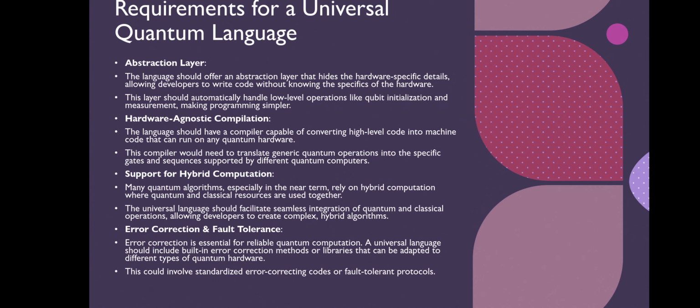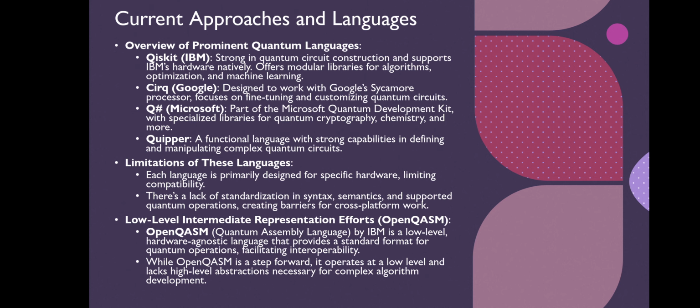Error correction and fault tolerance. Error correction is essential for reliable quantum computing. A universal language should include built-in error correction methods or libraries that can adapt to different types of quantum hardware. This involves standardized error-correcting codes or fault-tolerant protocols.